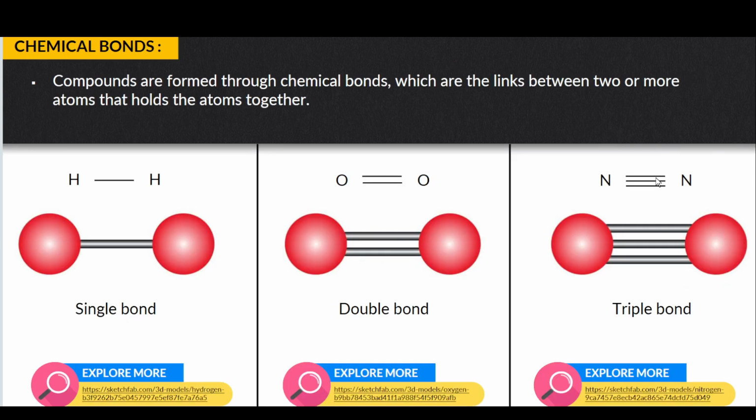So chemical bonds can be a single bond, double bond, or triple bond. A single bond is, for example, in hydrogen gas, where there is a single bond between hydrogen atoms. In oxygen gas, we have double bonding. So you can see double bonding. In nitrogen gas, there is triple bonding. So let's understand what this bonding is and what the other types of bonding are which hold these compounds or these molecules together, right?